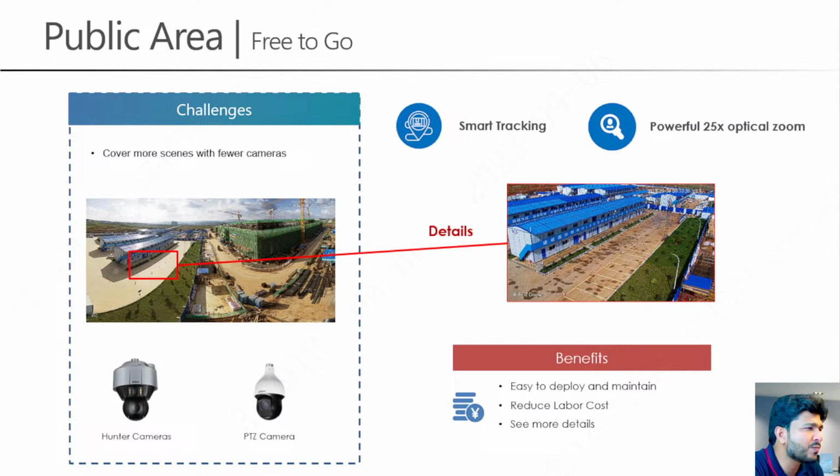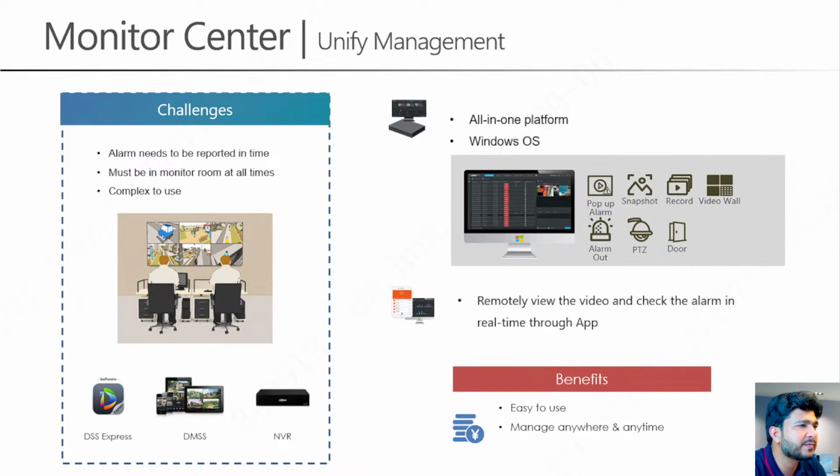Different optical zoom models are available, so depending on the requirement and the construction site, we can use different models. As you can see, we have just mentioned 25x optical zoom here, but we have many more models also with higher capacity. Overall benefits will be there if we use these kinds of products. They are easy to deploy and maintain. It can reduce the labor cost, and we can have many more functions with these cameras. So let's move next.